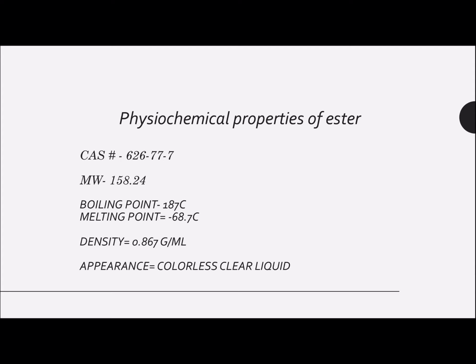Moving on to the physicochemical properties of the ester, we have our CAS number here, 626-77-7. That is the identification number, and we have the molecular weight of our ester being 158.24. Then we have our boiling point, 187 degrees centigrade to be exact, and our melting point being negative 68.7 degrees centigrade, and our density being 0.86 or 0.9.